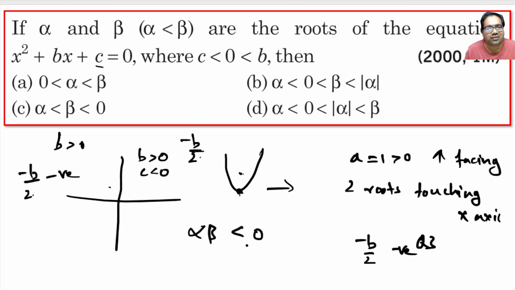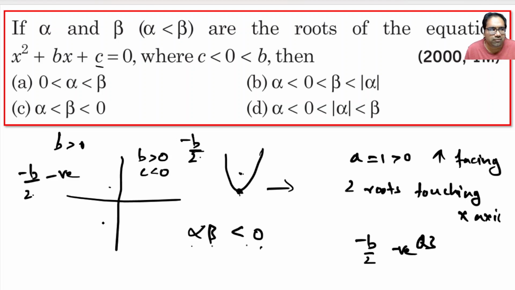What does that mean? One of the roots is negative, another root is positive. Otherwise, the product will not be negative, right? If both are negative, then the product will be positive. If both are positive, then also the product will be positive. One root should be negative, another should be positive. Then only the product will be negative.